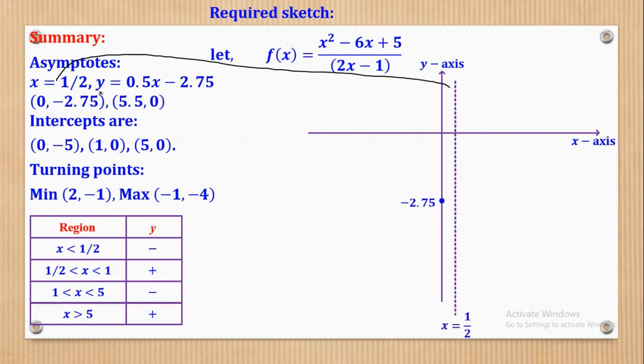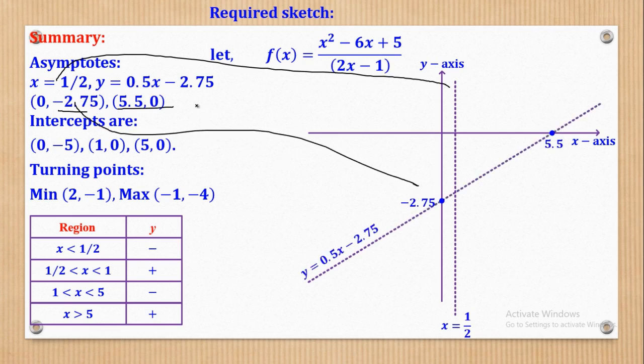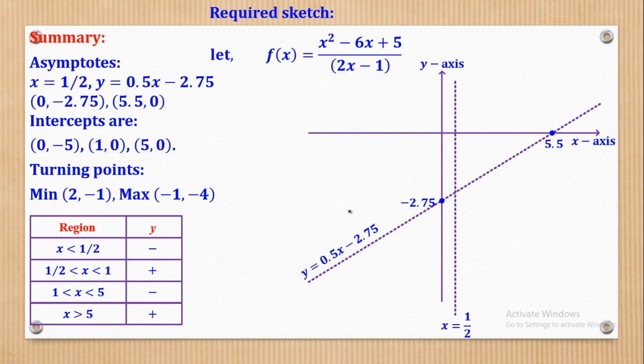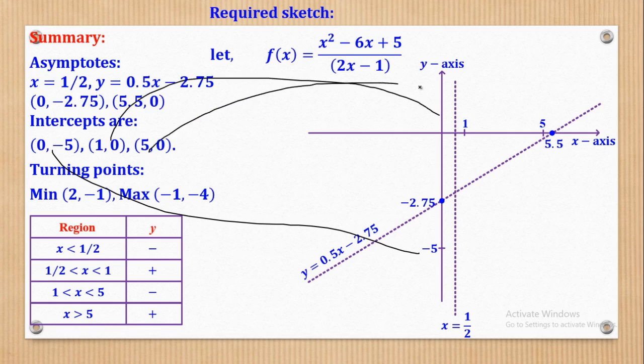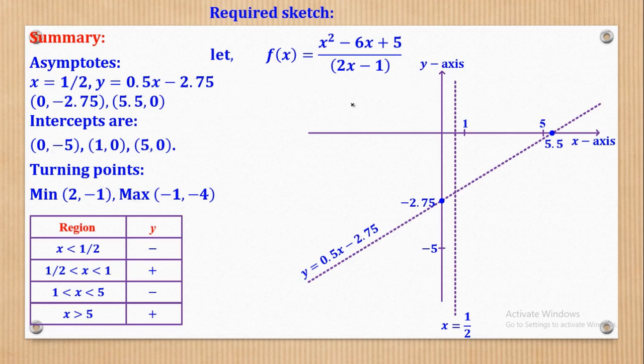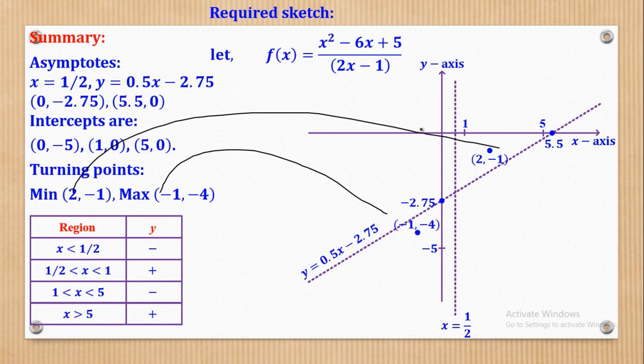Then this one, you need to plot these two values. This one is here, and this one is there. So a line through them is this asymptote. Then now there are the intercepts. This one is here, this one is here, and this one is there. Then the turning points, this one is here, and this one is here.